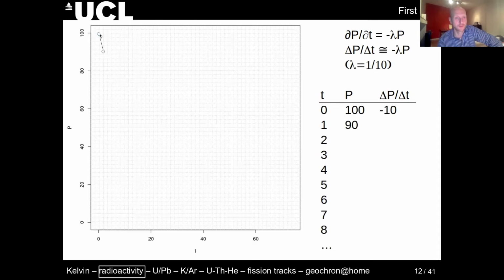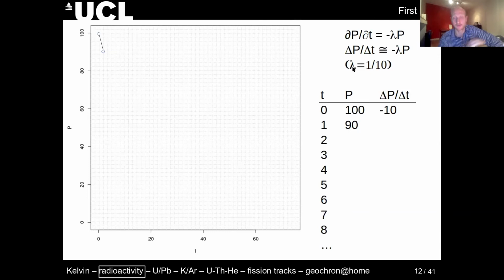So we start off with 100 units. After one time step, we have dropped to 90 units. Now in the second step, how many units of P are we going to lose? P is no longer 100, right? It is now 90. So we do exactly the same as we did before. We're going to plug 90 into this equation. We multiply it with 0.1.